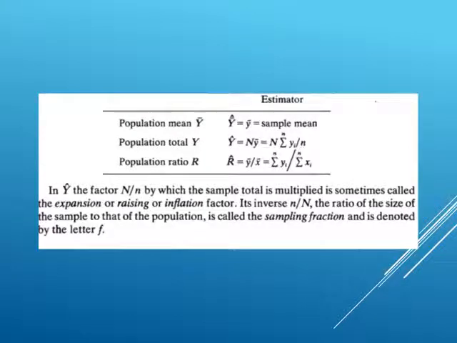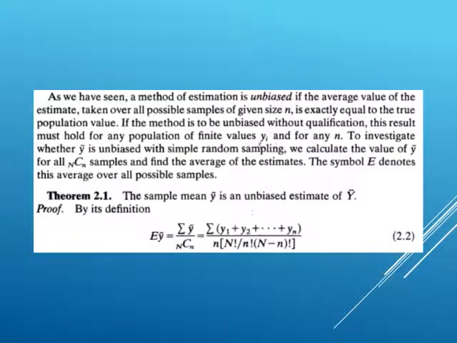We use this table for y bar, the population mean, Y, the total population, and R, which is the population ratio. And the formulas given in this table are like this. In Y hat, the factor capital N over small n, by which the sample total is multiplied, is sometimes called the expansion or raising or inflation factor. The inverse, small n over capital N, the ratio of the size of the sample to the population, is called the sampling fraction, and it is denoted by f.